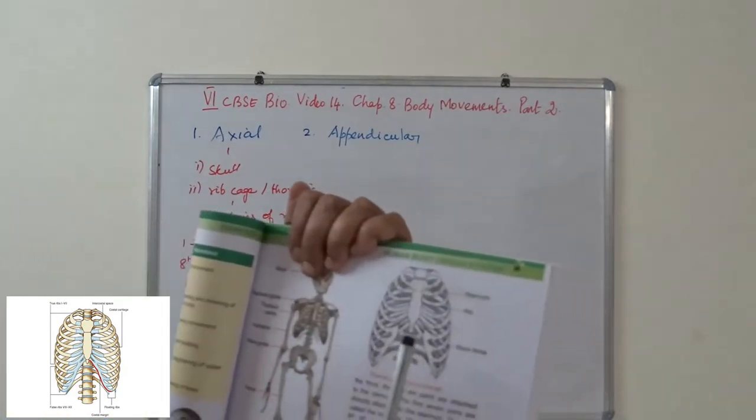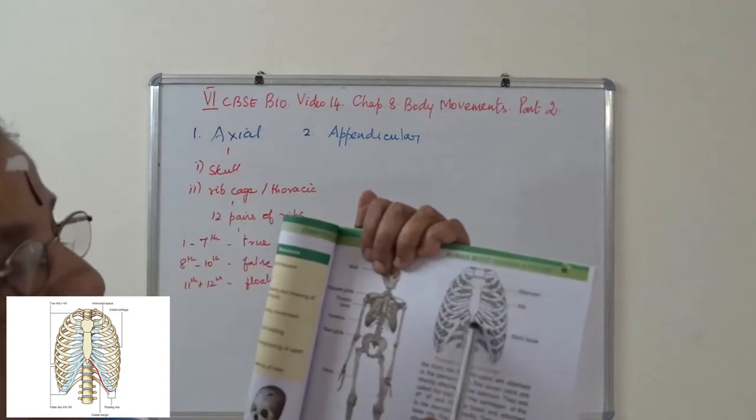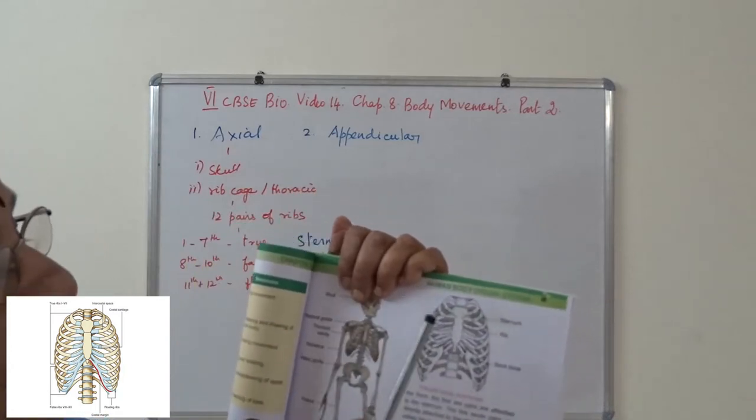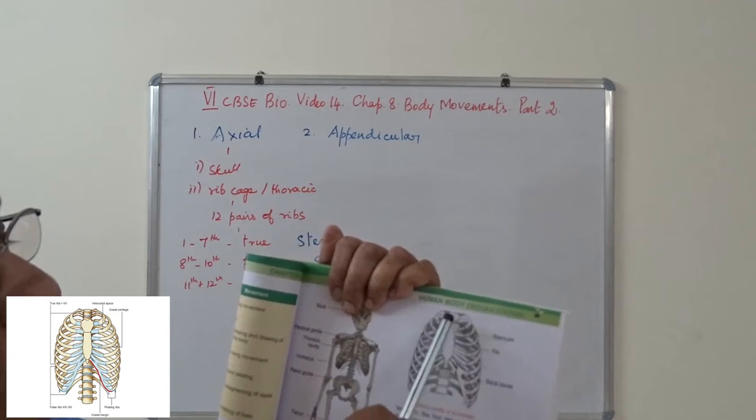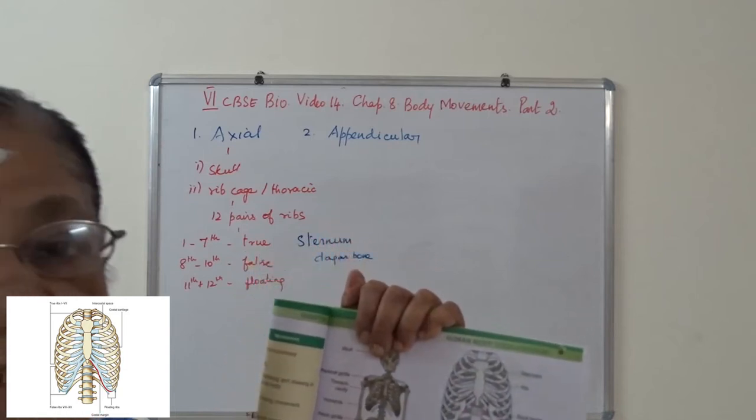See here, this is the thoracic cavity or rib cage. Can you see the center? The center is called the sternum.